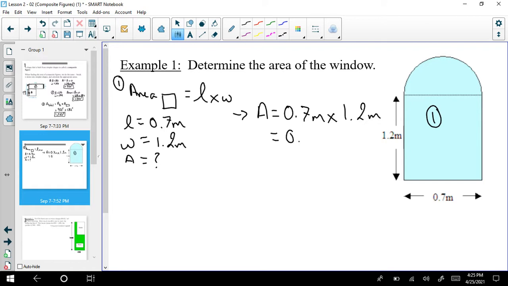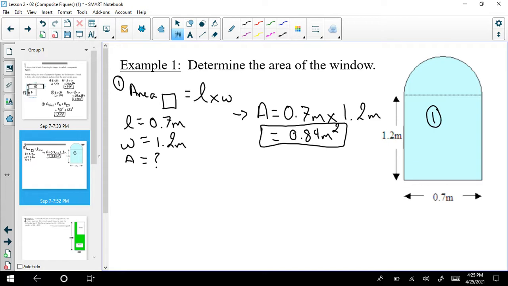Oh, that was a terrible 0. I'm really trying hard not to muffle the speaker because this is my second time redoing this one. So I apologize if my writing is absolutely terrible. Okay, so 0.84 meters squared. Perfect. And then I'm going to box it because I always box my answers.